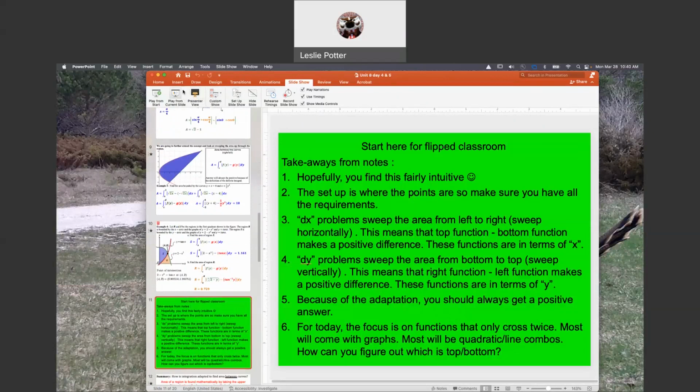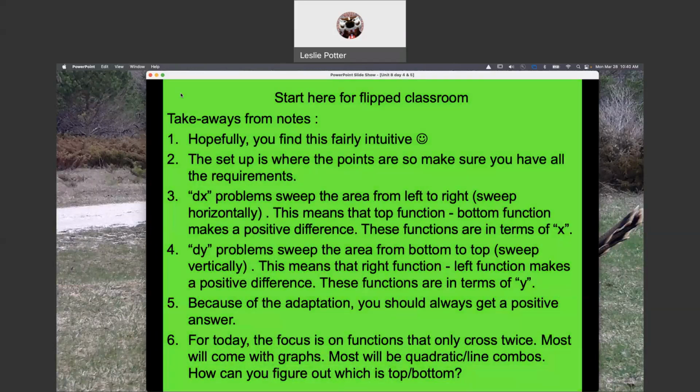Away from current slide, there it is. Okay, hopefully this is fairly intuitive. Smiley face. The setup is where the points are, so make sure you have all the requirements.